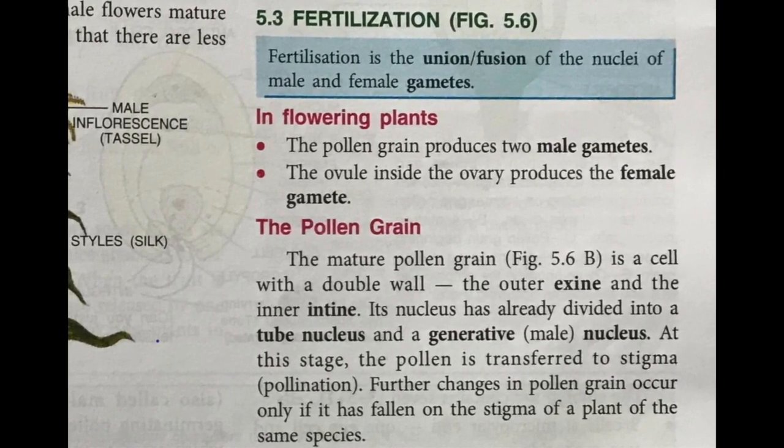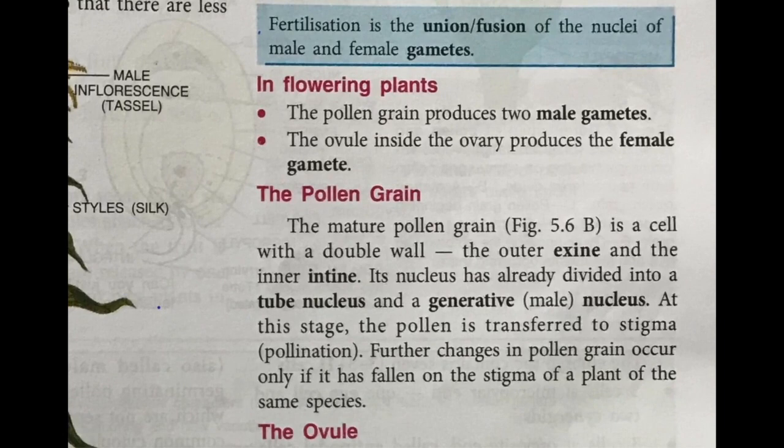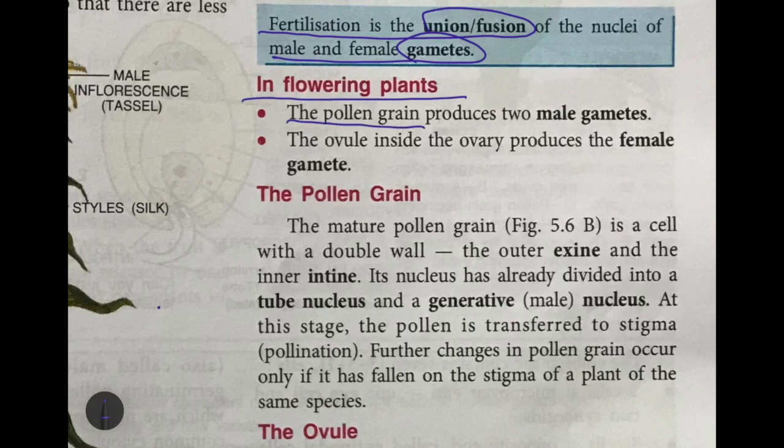To continue with the pollination and fertilization chapter, today we are going to discuss fertilization. As you all know, fertilization is the union or fusion of the nuclei of the male and female gametes. Now, remember in flowering plants, the pollen grain which is produced in the anthers, that is the male part of the flower, produces two male gametes. Remember how many? Two. Okay. And the ovule inside the ovary that is found in the pistil, which is the female part of the flower, produces the female gamete. Okay.